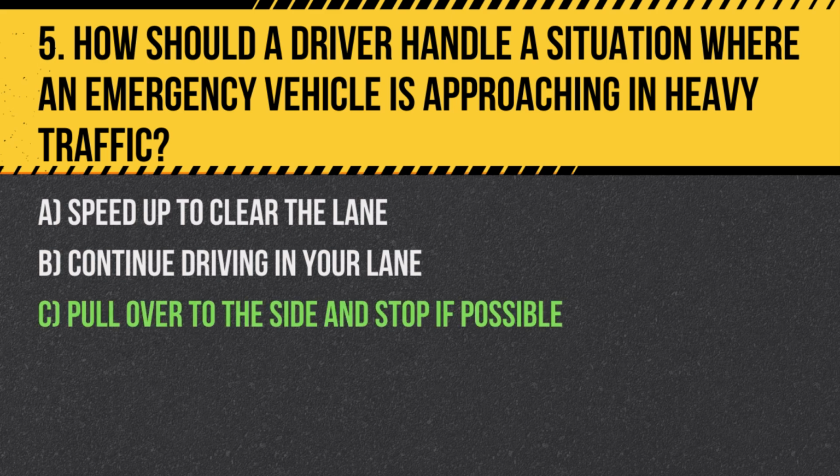Answer: C. Pull over to the side and stop if possible. When an emergency vehicle approaches with sirens, the best practice is to move over to the side of the road and stop, allowing them to pass safely.